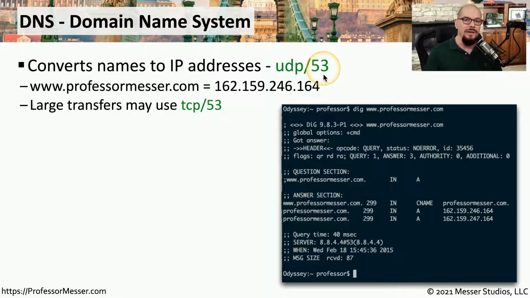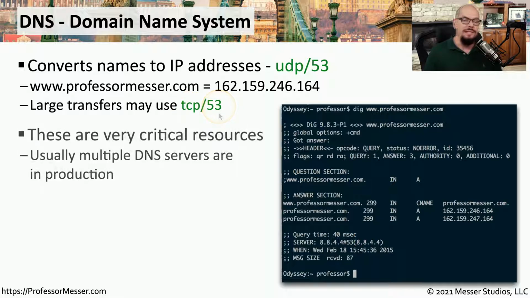If these DNS communications have very large transfers of data inside of it, you may find that DNS is using the TCP protocol instead, but still using port 53. These DNS servers are obviously critical resources because we commonly use the names of these devices instead of using these IP addresses, and that's why on your network you probably have multiple DNS servers all working simultaneously.